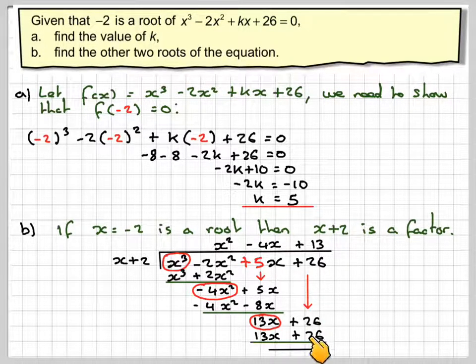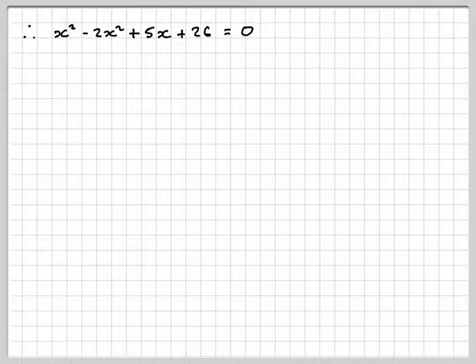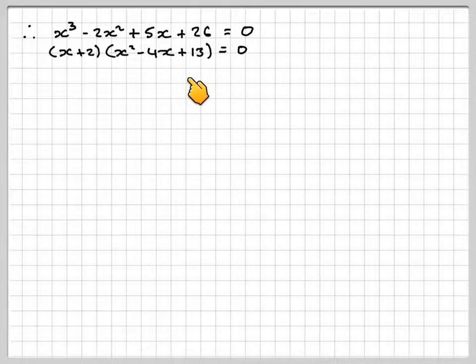And then when we do the subtraction, we get nothing left, which is what we expected, because we knew that minus 2 was actually a solution of the equation, and we knew that x plus 2 is a factor. So our equation x cubed minus 2x squared plus 5x plus 26 is equal to 0 can be written as x plus 2, the factor, times x squared minus 4x plus 13 is equal to 0.